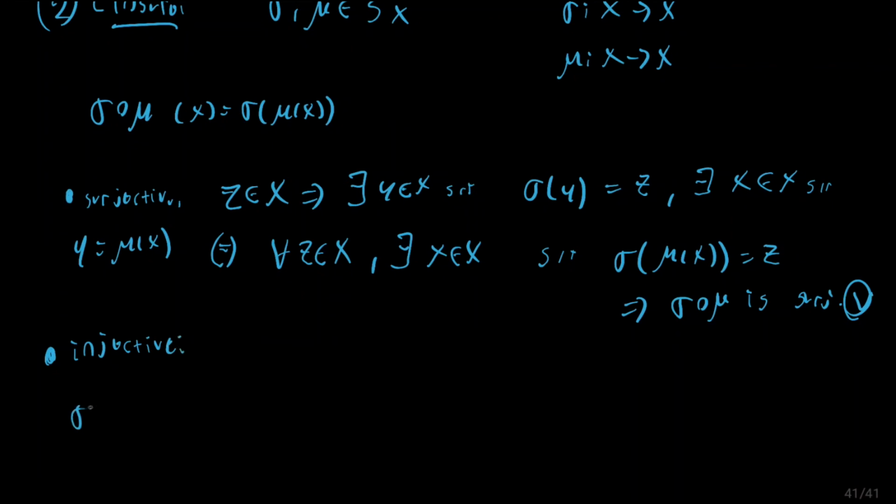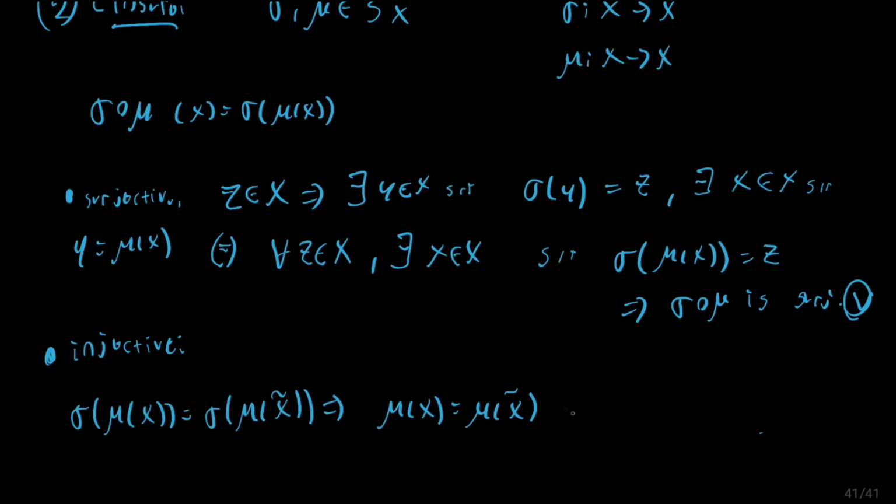So let's suppose that sigma of mu of x is equal to sigma of mu of x tilde. Well then, since sigma is injective, we have that mu of x is equal to mu of x tilde. And since mu is also injective, we get that x is equal to x tilde. So in other words, sigma composed with mu is bijective.